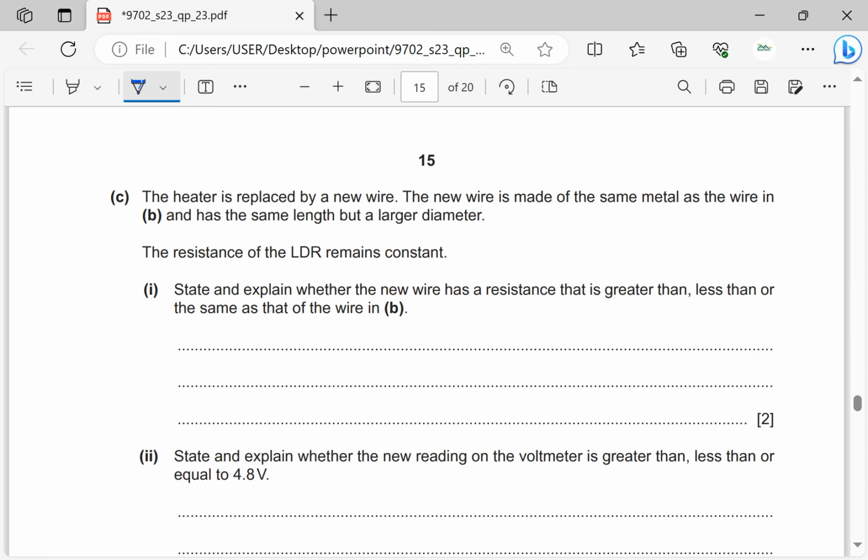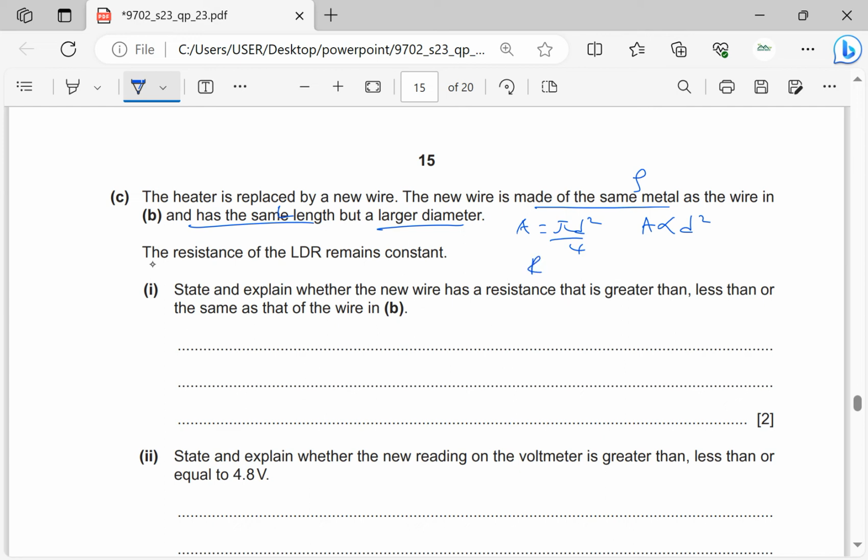The heater is replaced by a new wire. The new wire is made of the same metal. That means it has the same resistivity as the wire and same length, but larger diameter. So same metal, that is same resistivity, same length L, but larger diameter. Remember, diameter will give us cross-sectional area, and the area is pi d squared over 4. So it means the area is directly proportional to diameter squared.